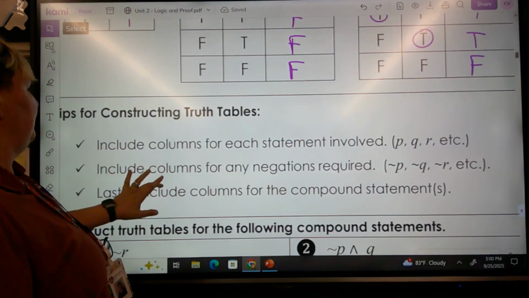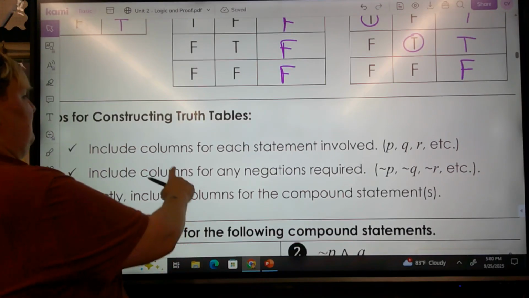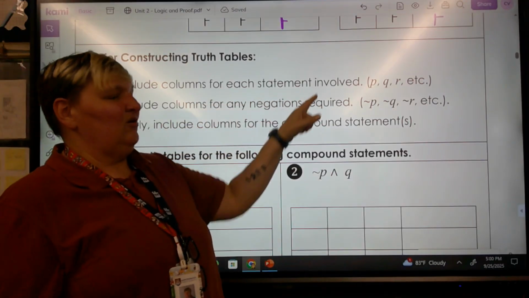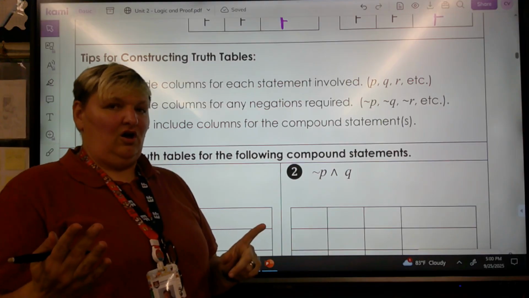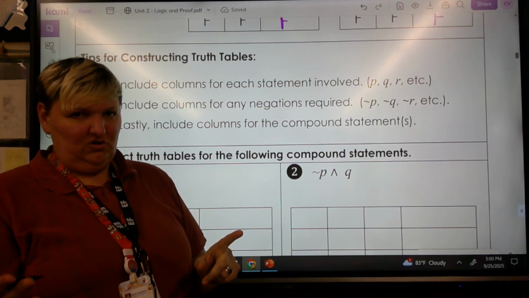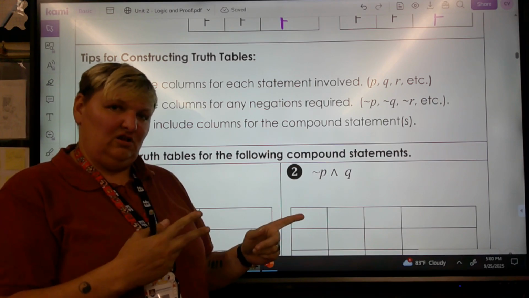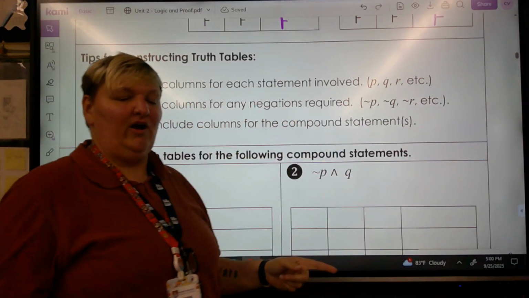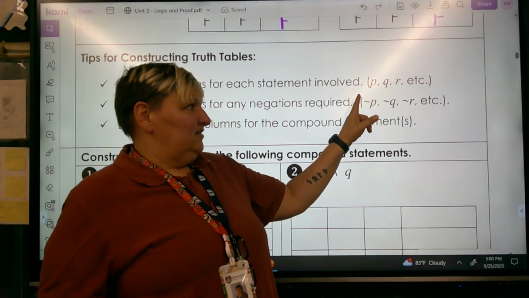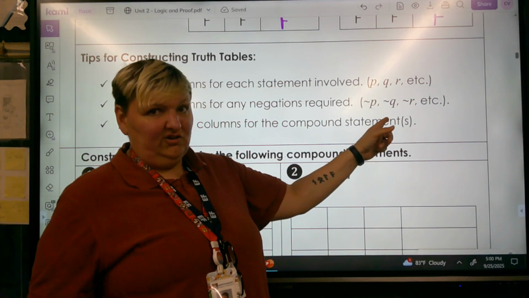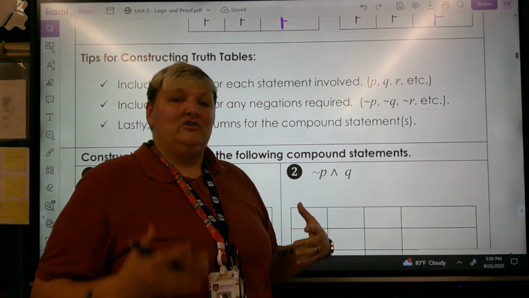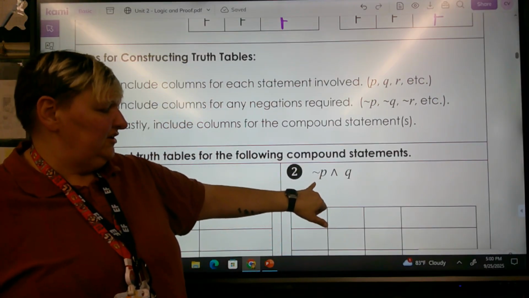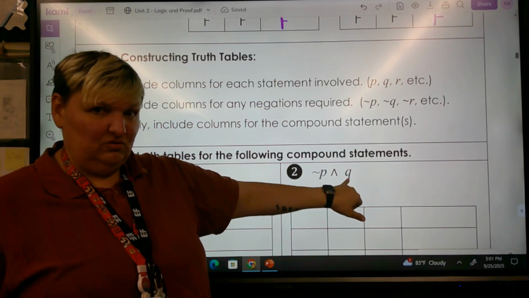Alright, a couple of tips to help you along the way. Include columns for each statement involved. So if there's two statements, there should be a column for P and Q. Include columns for any negations required. So if there is a not P or a not Q or a not R, whatever, you need to include columns for those. If you'll notice on number 2, there is a not P and Q.